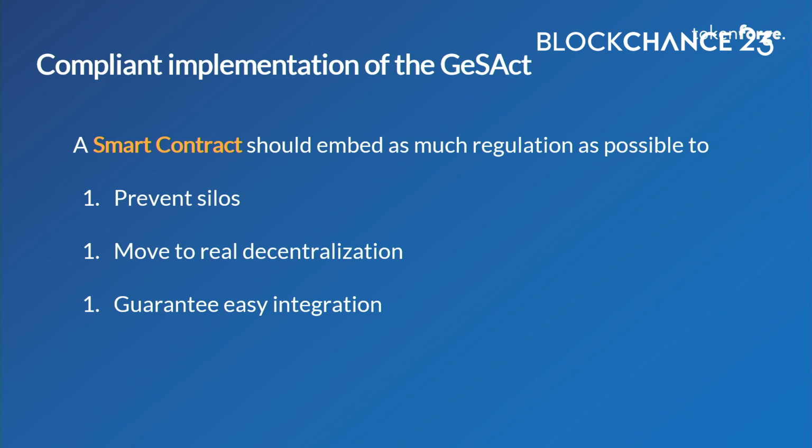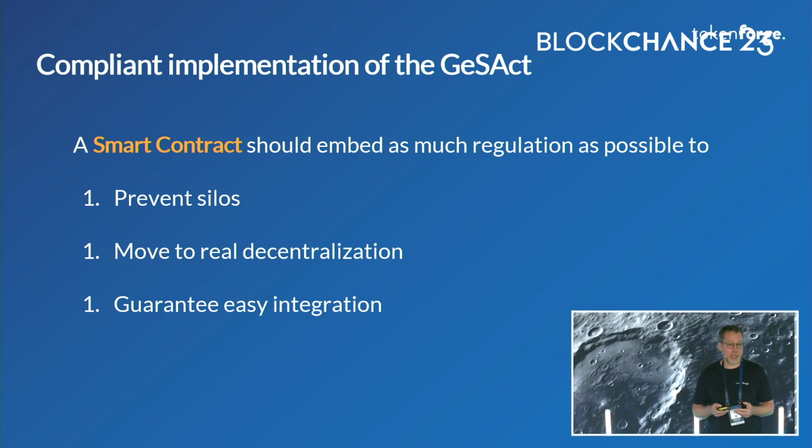So what we need to do is introduce a compliant implementation. This is what we are doing right now. We are working on it. And why do we need to do this as fast as possible? We need to do this to prevent silos, to move to real decentralization, not the way that intermediaries take over all these things I mentioned before, and so that we can guarantee easy integration into systems. Without any standards, there won't be any integration into central bank systems, and the institutions will not be able to take the next steps.